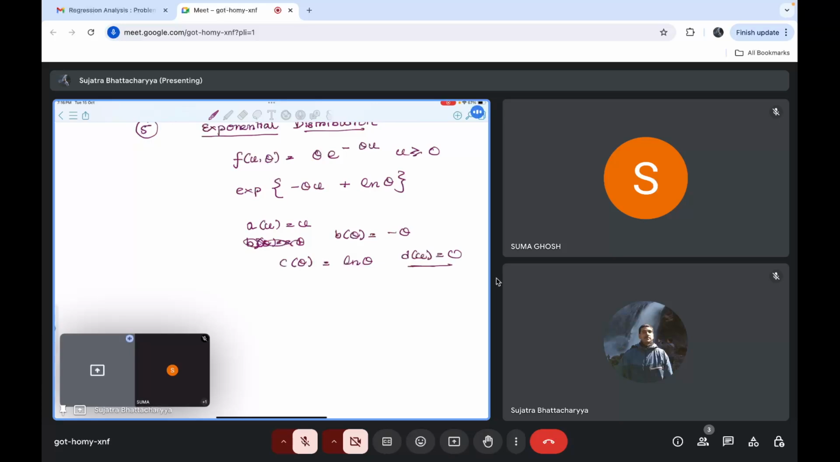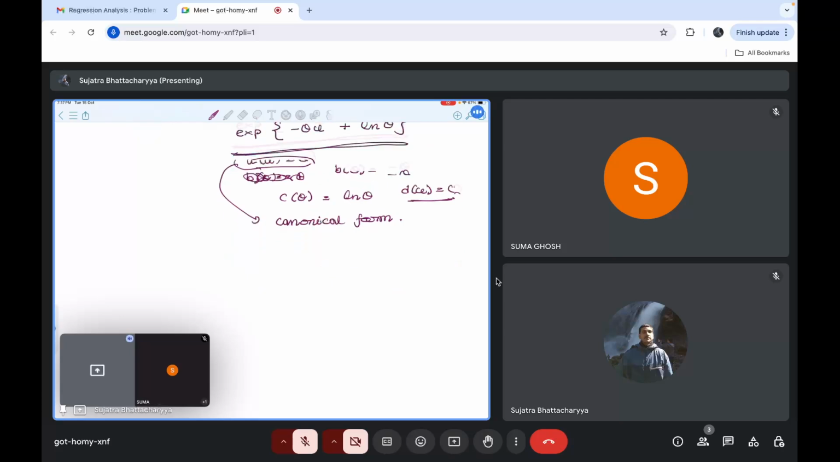It might have d of u equal to 0, but if we can write the entire thing with some known functions within this exponential bracket, then it belongs to the exponential family of distribution. And also it is of the canonical form, as we have discussed in the earlier distribution. Fine. So this is done.